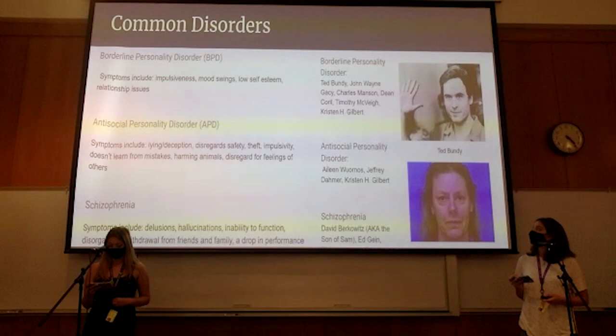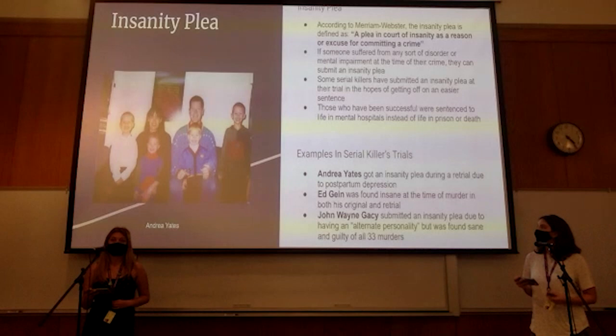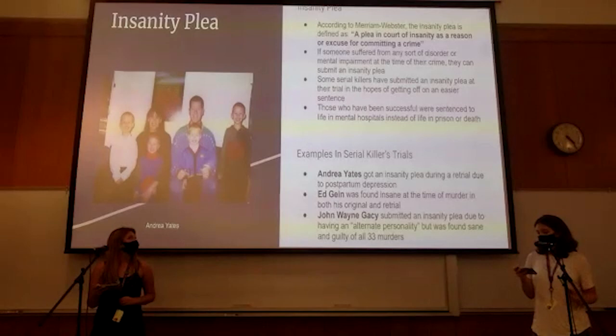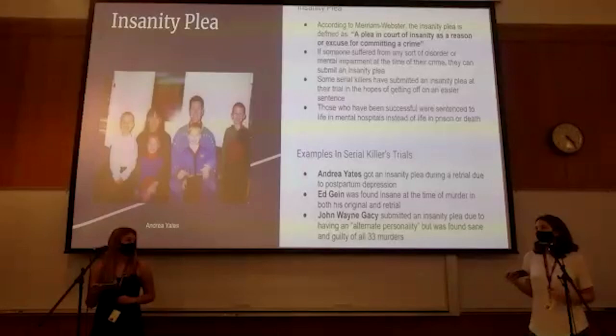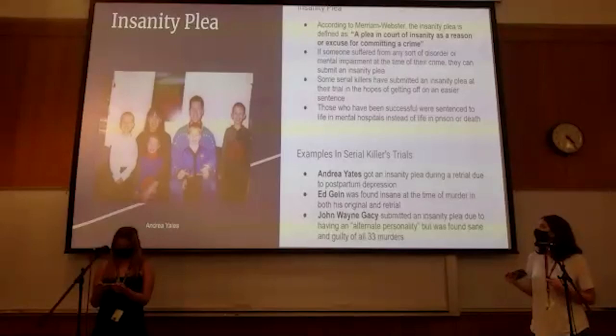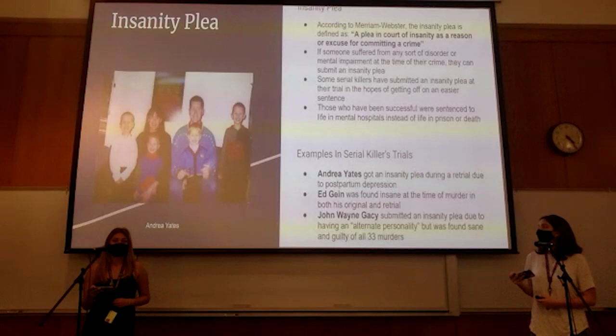If a killer was diagnosed with a disorder, when they go to court, they can try for an insanity plea. This is defined as a plea in court of insanity as a reason or excuse for committing a crime. They will often do this to increase their chances of getting a lower sentence or mental health treatment. And those who have been successful in the insanity plea were sent to mental hospitals to help instead of given a life sentence or a death penalty.